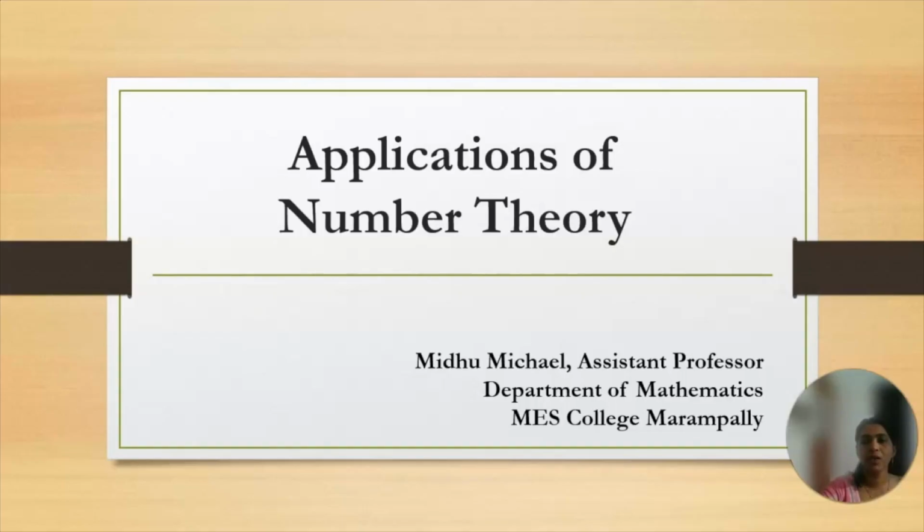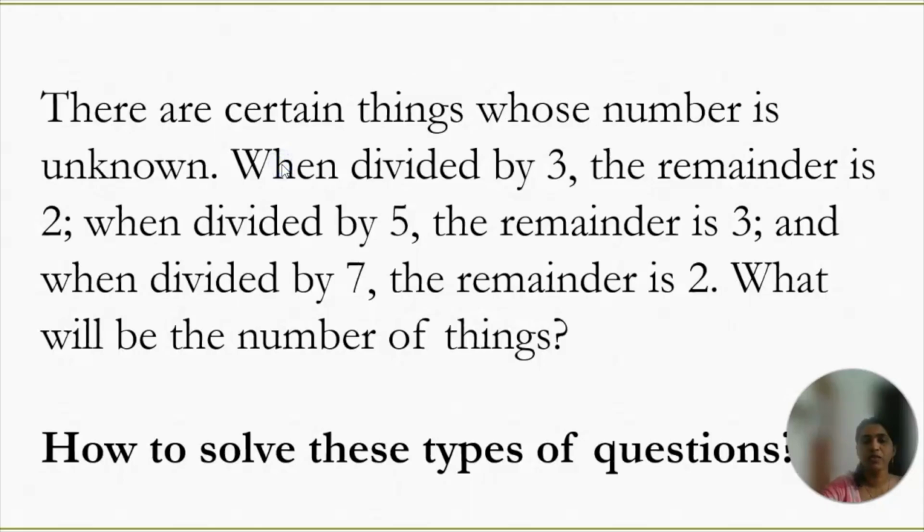I am dealing with the topic applications of number theory. Before considering the applications, let's consider a puzzle. The puzzle says that there are certain things whose number is unknown. When this number is divided by 3, the remainder is 2. When divided by 5, the remainder is 3. And when divided by 7, the remainder is 2. What will be the number of things? How to solve these types of questions?